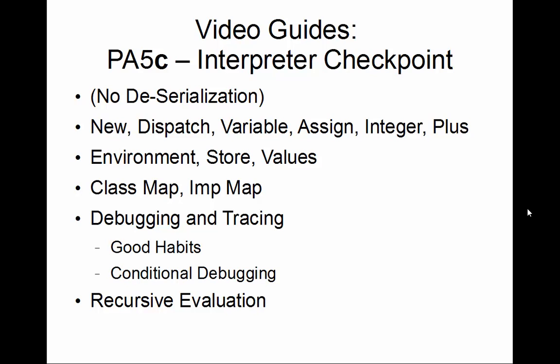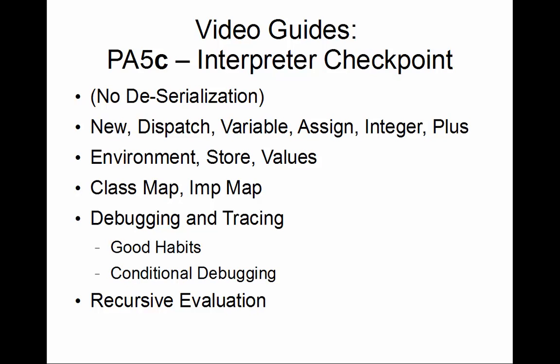Hello team, welcome to another video guide, this one for programming assignment 5c, the interpreter checkpoint. We're going to try to print out hello world or something similar. In this video I'm going to skip all of the deserialization code. We're not actually going to read in the annotated abstract syntax tree. You know how to do that at this point in the class and don't want to watch me typing in those sort of lockstep functions for 45 minutes.